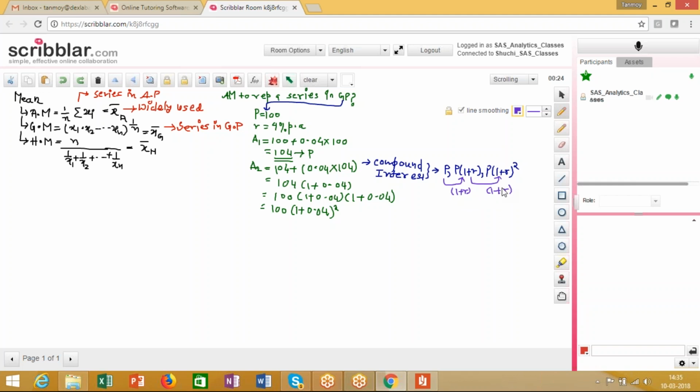Every time you are multiplying by a constant value, a constant multiple, and you are moving from one point to another. So this type of series is said to be in a geometric progression, where something is growing at a constant rate. So if something is not constant but it is growing at a constant rate, this is called geometric progression. Clear?